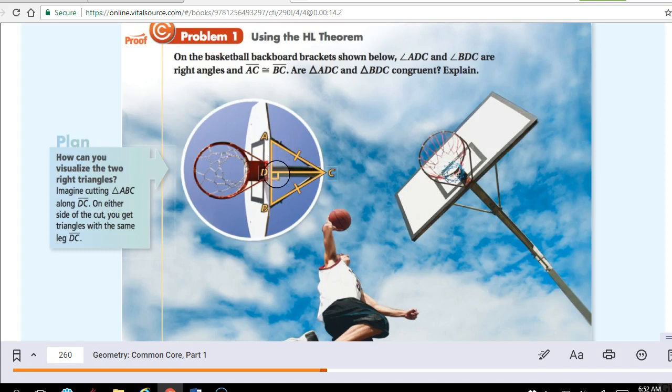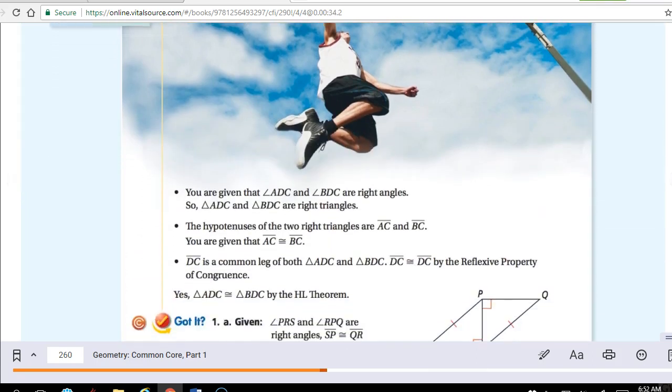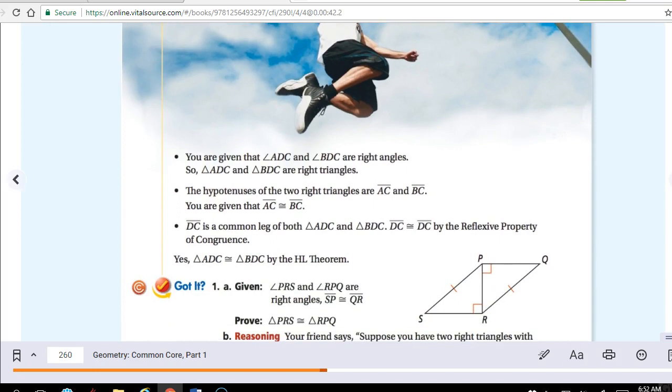So we're saying that these two angles right here are right angles, and we're also saying that this is congruent to this. Okay. Now, as we move down a little bit more, and I know the picture goes out of sight a little bit, we're given that those two angles are right angles as I showed you above. And so we know that these two triangles are going to be right triangles, and that's very important because you can't use hypotenuse leg if you don't have right triangles.